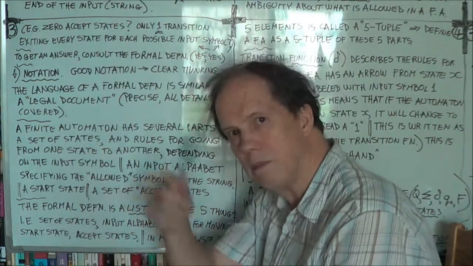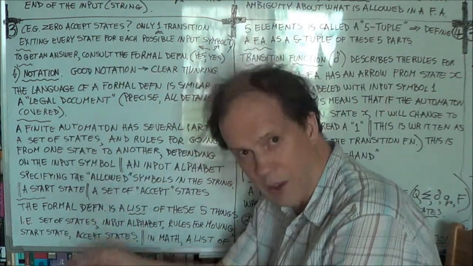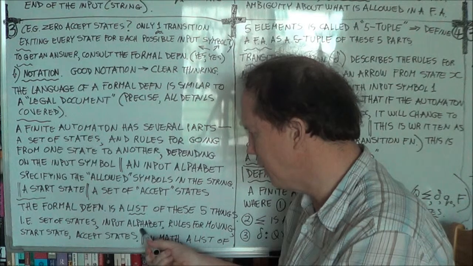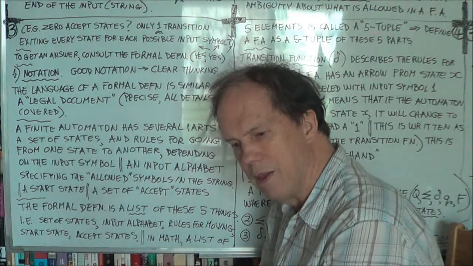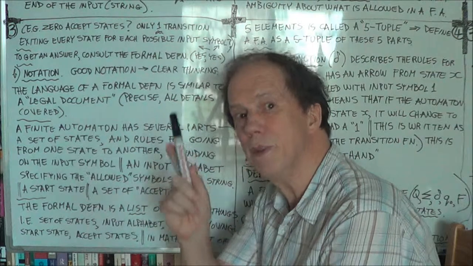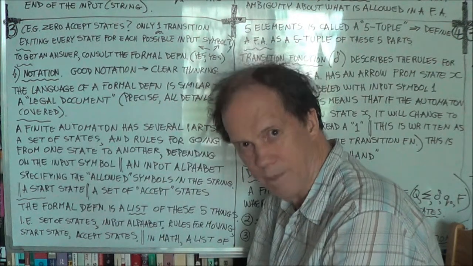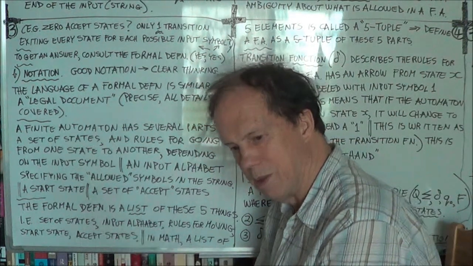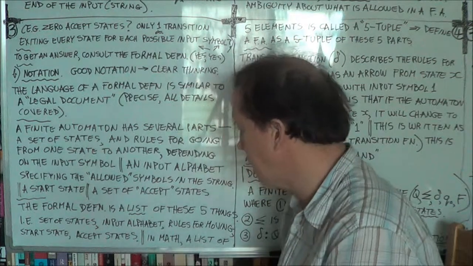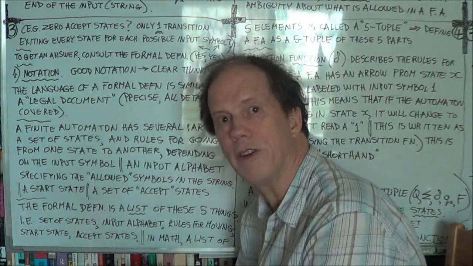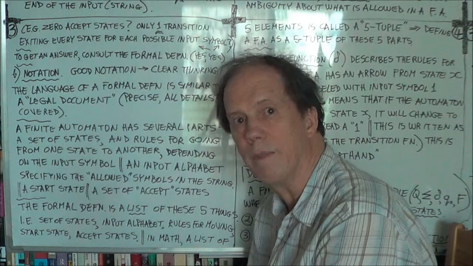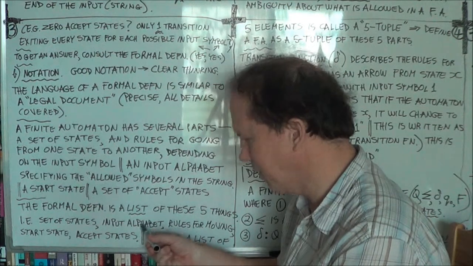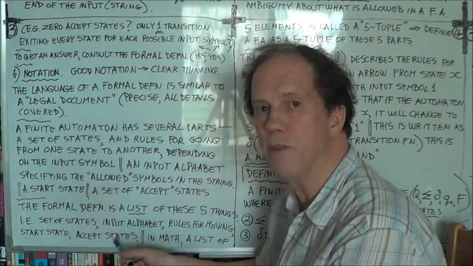And just refreshing again, what are those 5 things? A set of states, and an input alphabet. What does that mean? That means the allowed symbols you can have in your input stream. So an alphabet just means a set of allowed symbols. Before we had a binary alphabet, so the allowed symbols were just 0 and 1. So an alphabet of allowed symbols in your input stream.